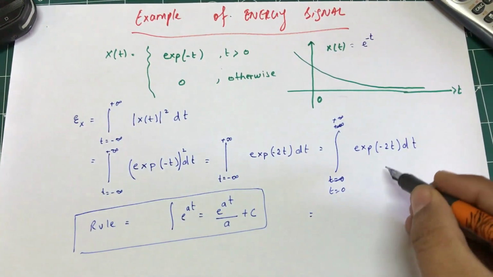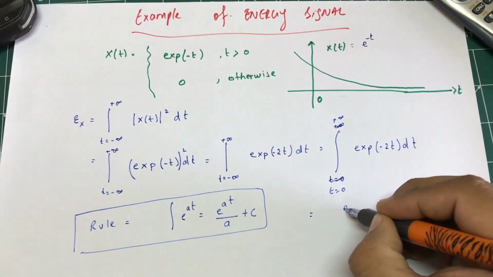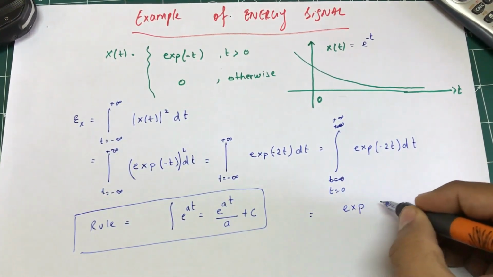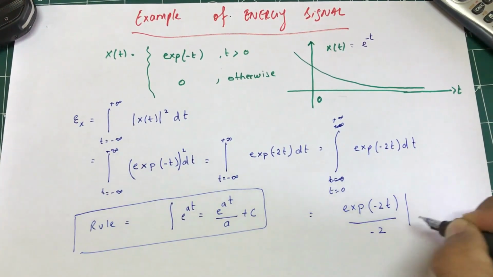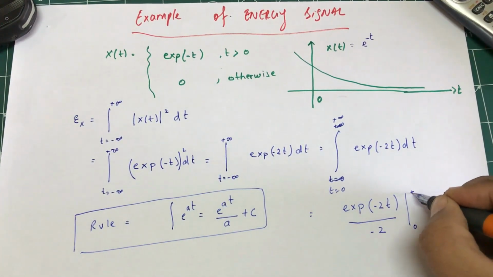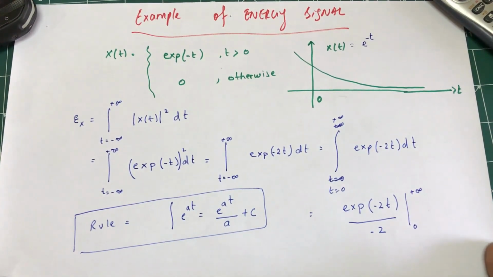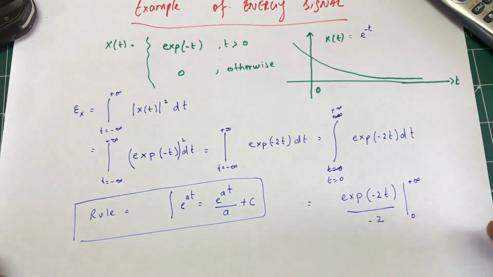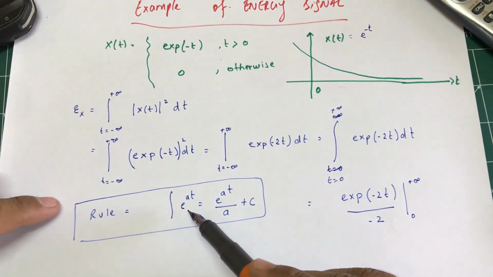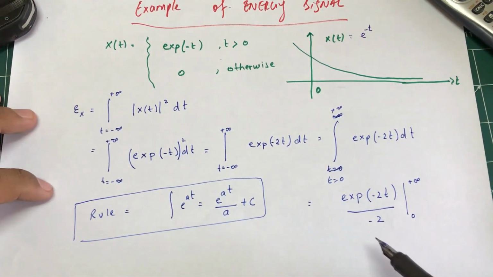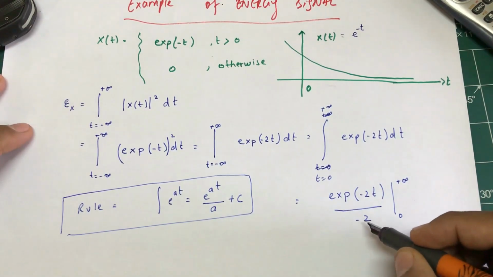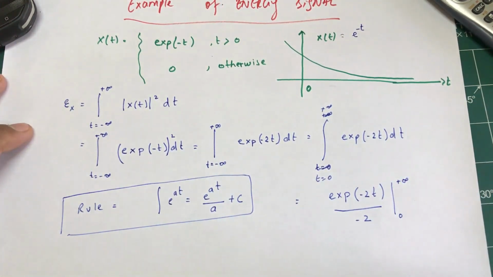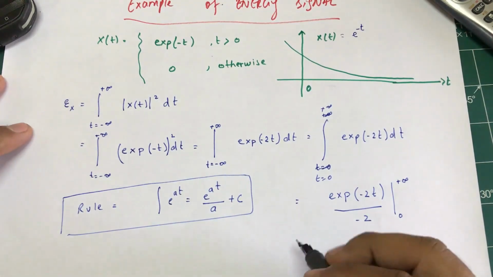So now when I integrate this, this would become exp minus 2t divided by negative 2, with integration from 0 to positive infinity. All right, so this is what the definition would become. I simply apply this rule of integration, and I have a negative. Now here's the thing: whenever you have a negative in the denominator, I'll remove the negative and I can switch the limits. I'll explain the reason in a little bit.